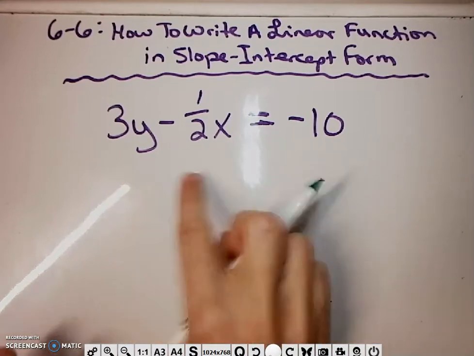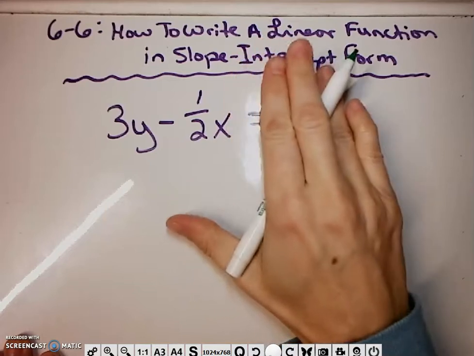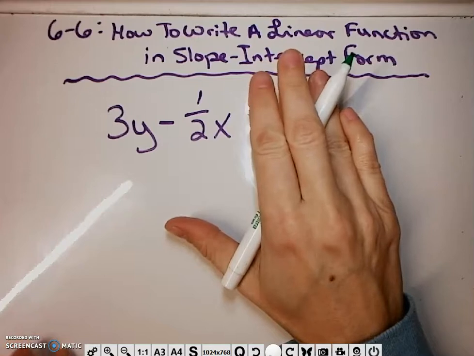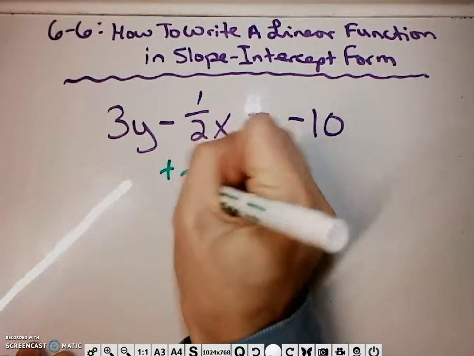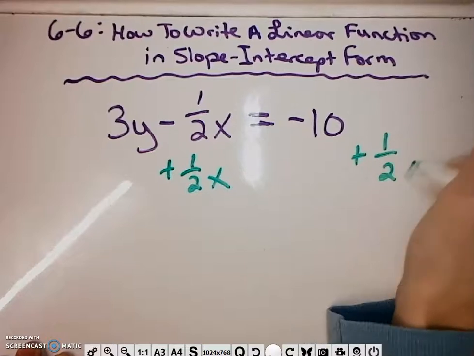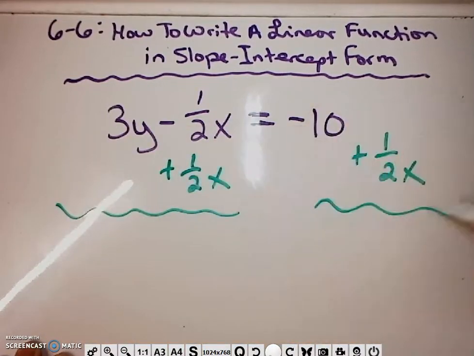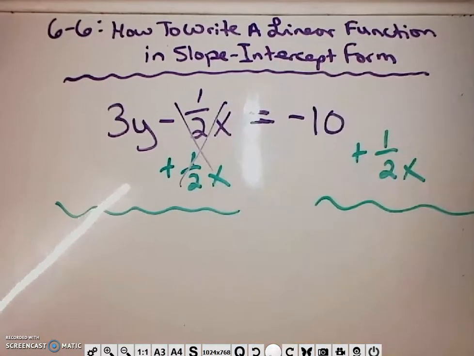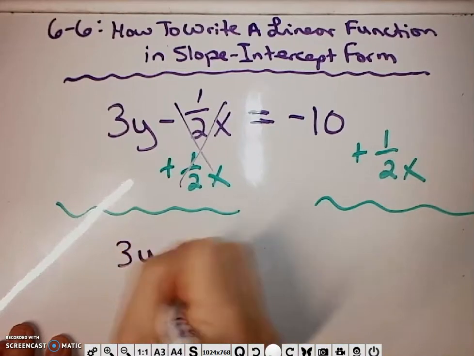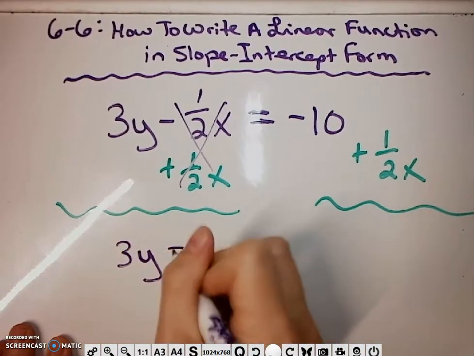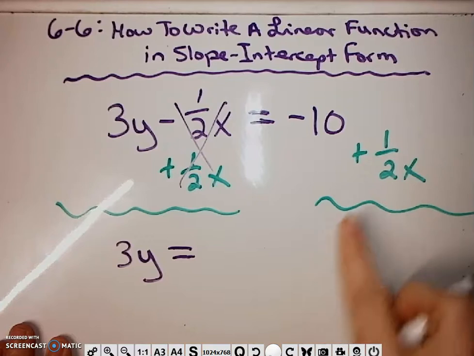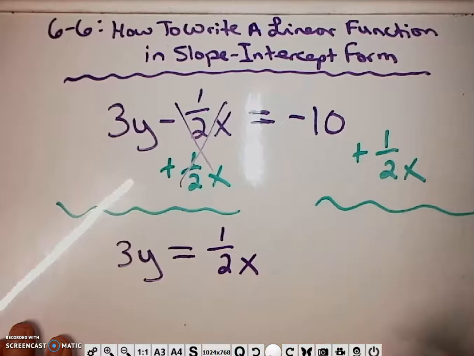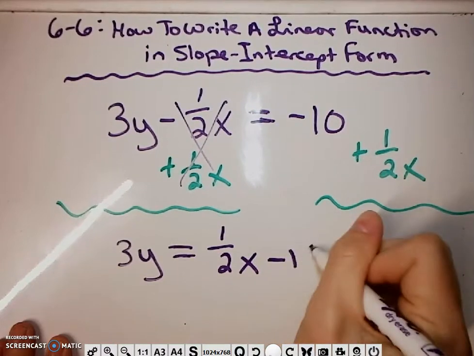Here I have 3y minus 1/2 x on this side of the equal sign. So what's the issue here? I have negative 1/2 x. I need to bring that to the other side. So I'm going to add 1/2 x to both sides. When I do that, these two cancel. That's what I want. I'm going to rewrite it left to right. So 3y equals, and then I have negative 10 and positive 1/2 x. I want to write the term with x first. So positive 1/2 x, and then negative 10.